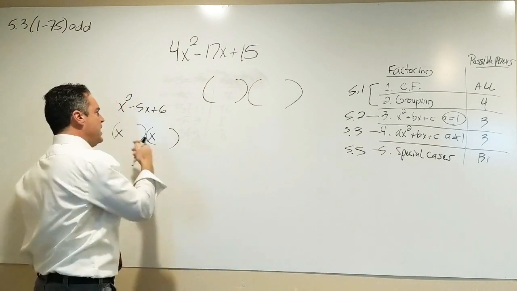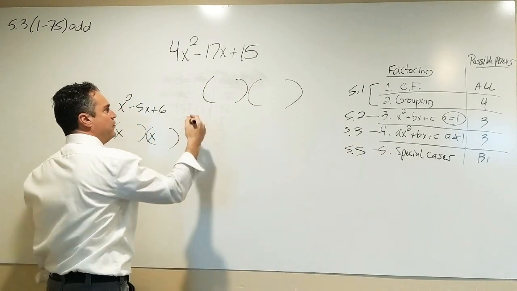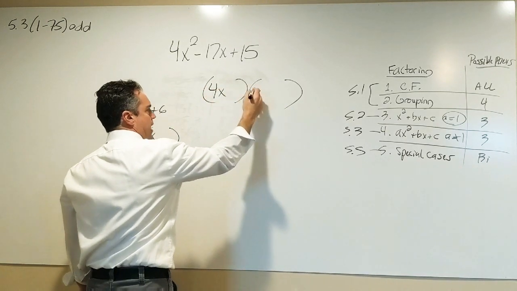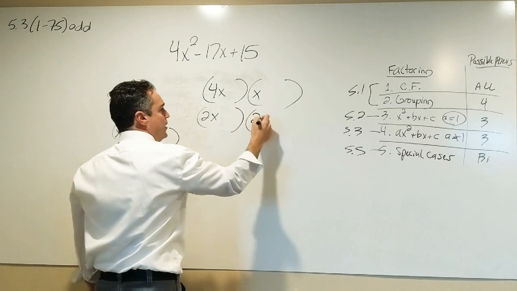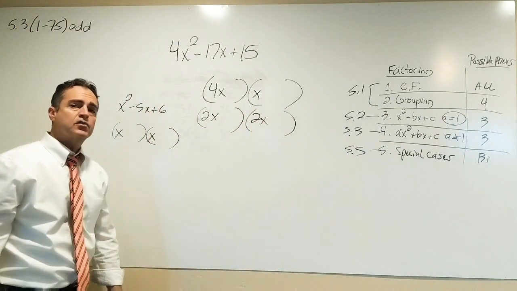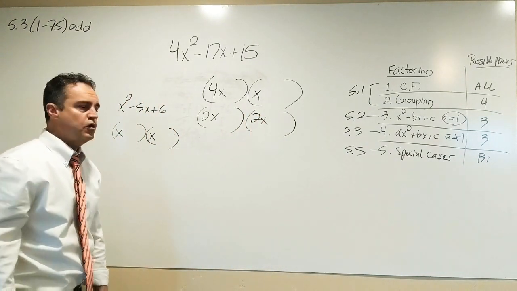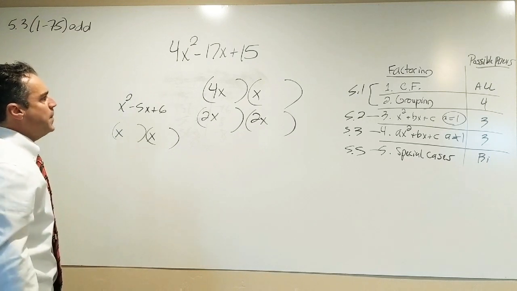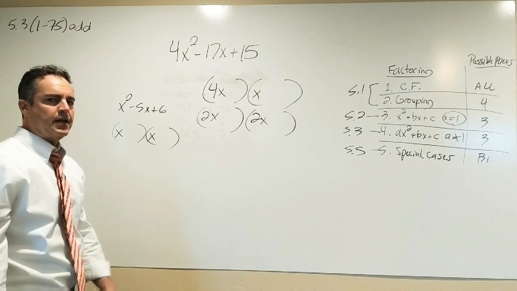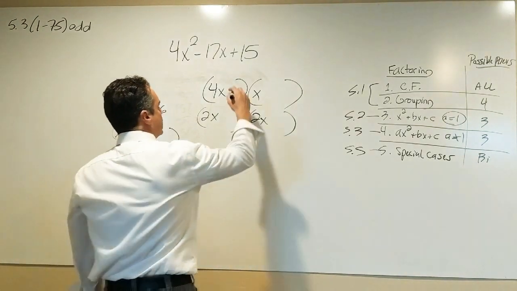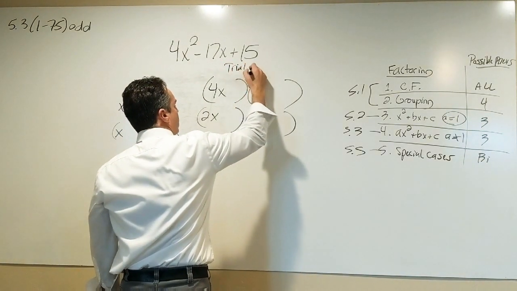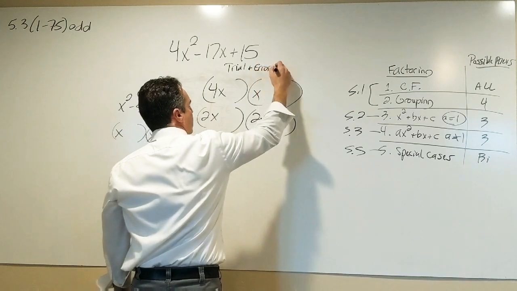Well, it can't just be x and x makes x squared. It would have to be like 4x and x to make 4x squared, or it could be 2x and 2x to make 4x squared. You guys agree with that? Yeah, totally, okay? And then here's the thing. This method that I'm going to show you right now is called the trial and error method. Okay? Trial and error method. All right?